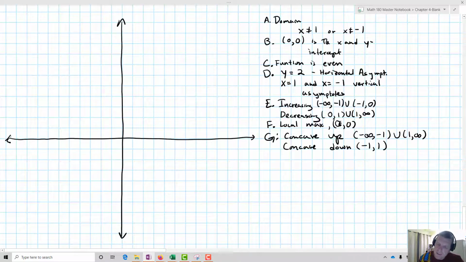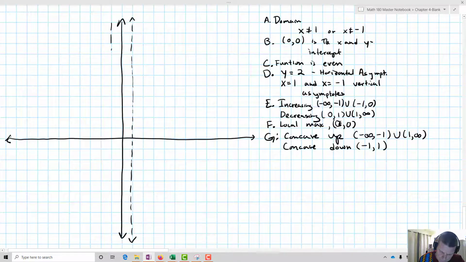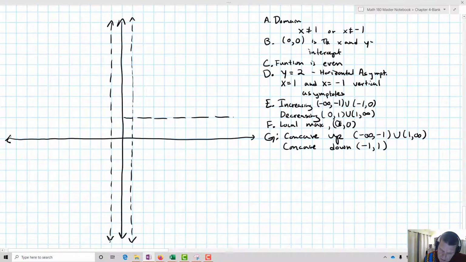So the first thing that I like to do is go in and draw in my vertical asymptotes. I know I have one here at positive 1, and I also have one here at negative 1. And then I also have my horizontal asymptote at y equals 2. So I'm going to draw that one in as well.